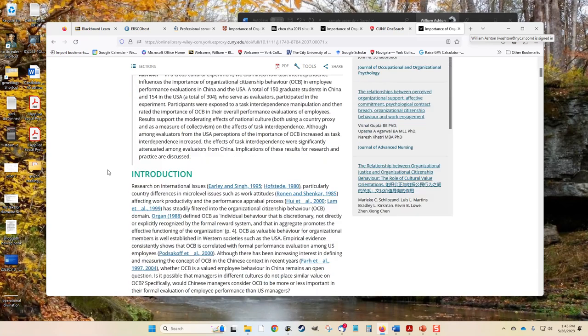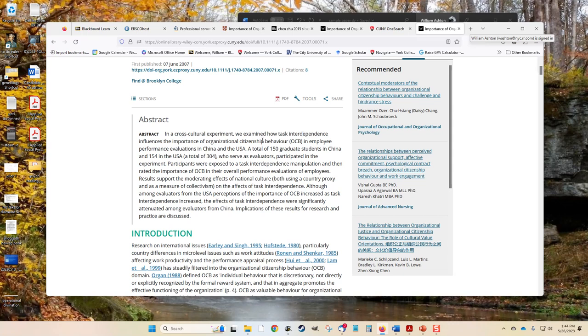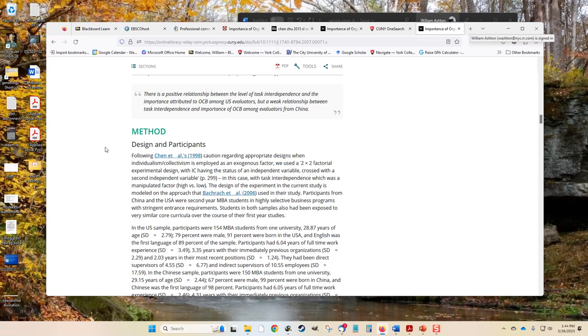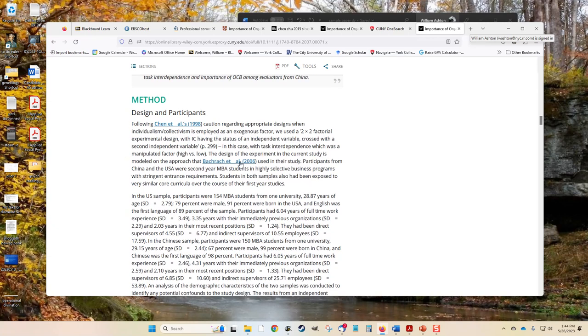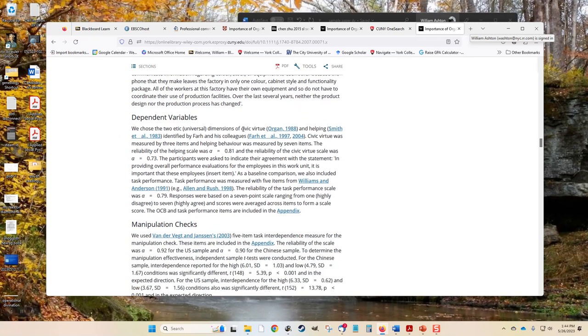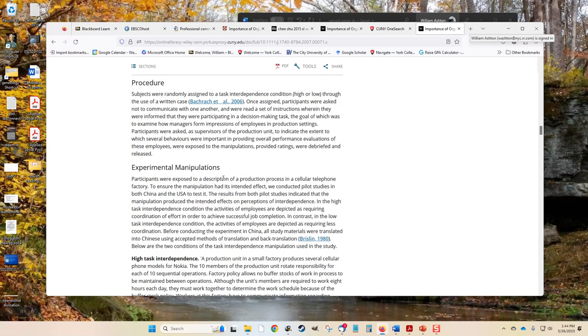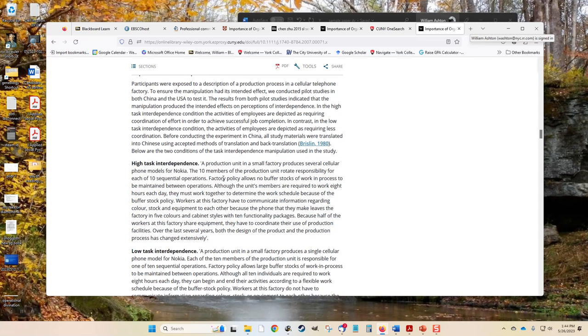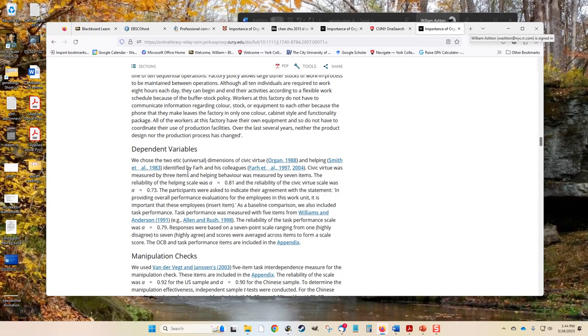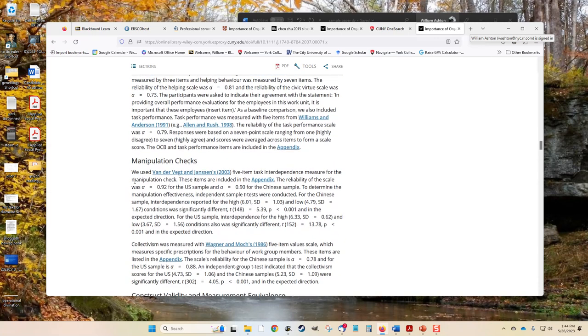So what they're doing, cross-cultural experiment, OCB behavior. So this is another experiment using this OCB measure. But let's keep on going, because the design of the current study is based on the approach of 2006. Procedure, dependent variable, and looking for... Nope, this is a dead end because I was expecting that one of the dependent variables would be OCB.